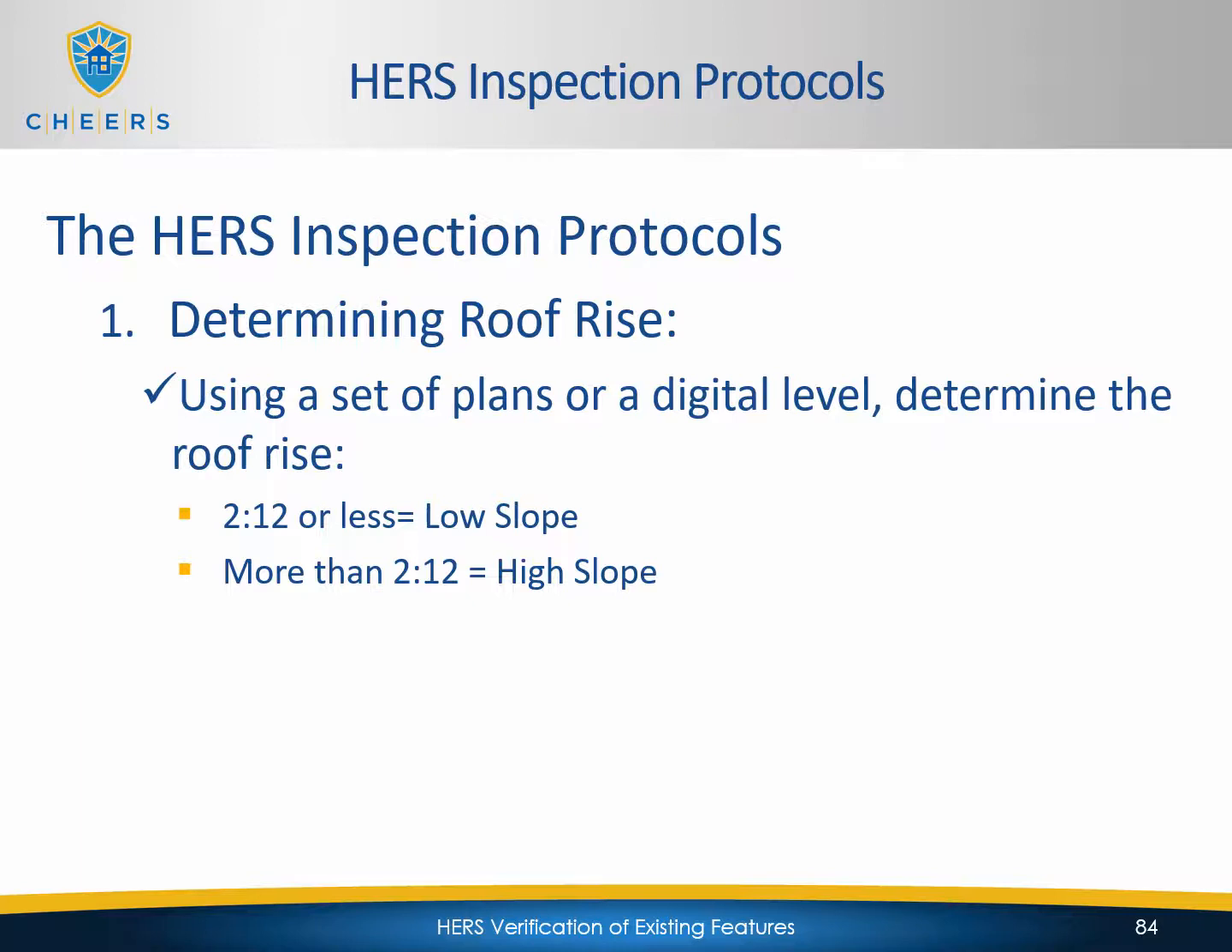Most roofs are going to fall into that high slope category. The roof is going to be pretty flat to be considered a low slope roof, but it's pretty easy to determine using a digital level, or even the set of plans that they already have it mapped out, so you just review it and confirm that it's more or less than 2 and 12.